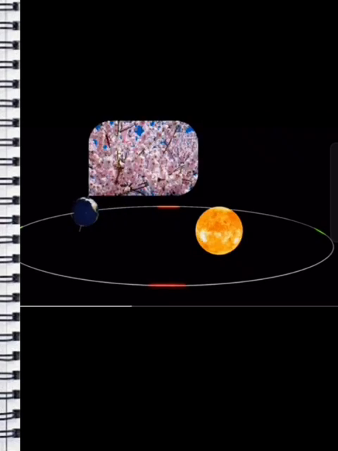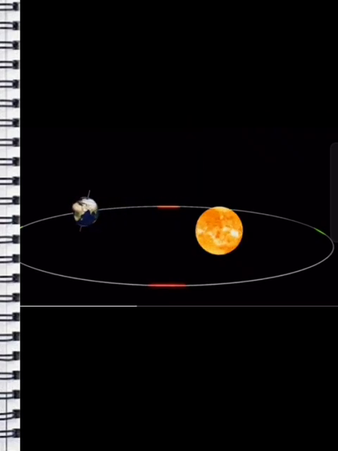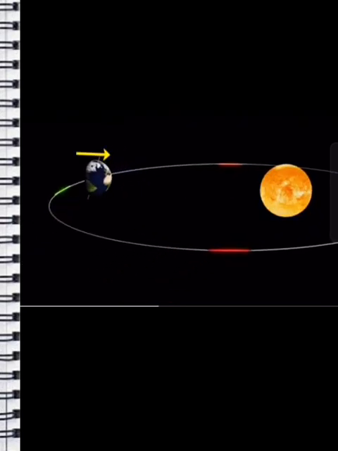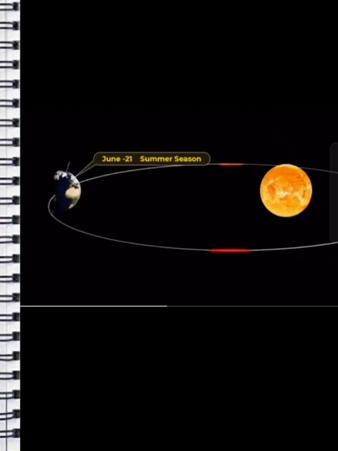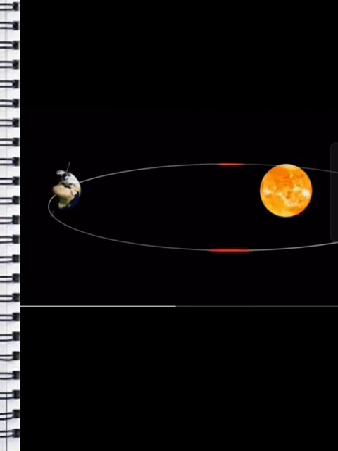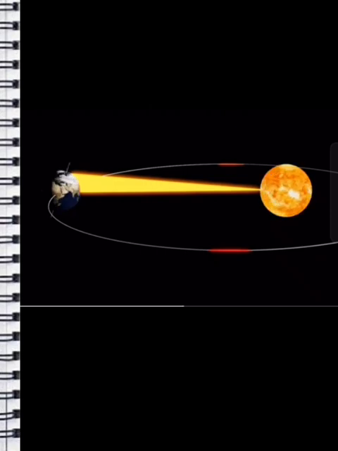This is the time when flowers and trees start to bloom. At the same time, the southern hemisphere begins to tilt away from the sun, marking the start of the autumn season. As the Earth moves farther from the sun in its orbit, the northern hemisphere reaches its maximum tilt towards the sun, resulting in the summer season. This is the time when the days are the longest and the nights are the shortest. The northern hemisphere receives the maximum amount of light during this time.